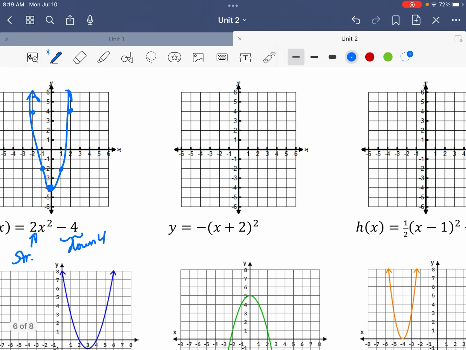Okay, all right, over here, this is kind of the important one. It moves me left 2, so I know to start there. And that's just upside down. That's a reflection over the x-axis. So it goes down here.